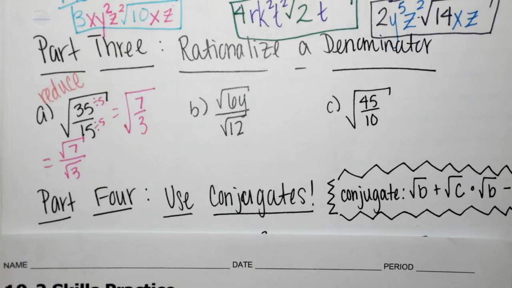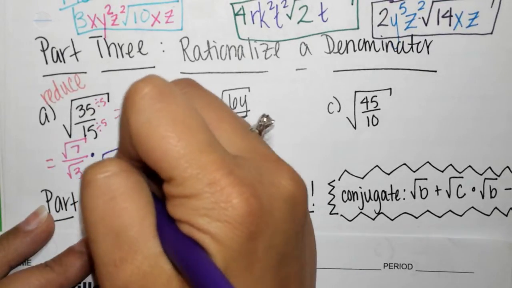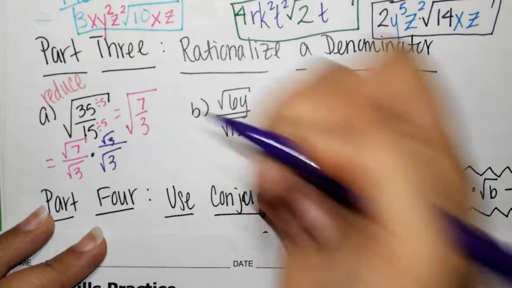Now, we cannot have a square root in the denominator, so you have to rationalize it. The way you rationalize it is you multiply the top and bottom of the fraction by the square root of 3. So I'm going to multiply square root of 3 and square root of 3, top and bottom.